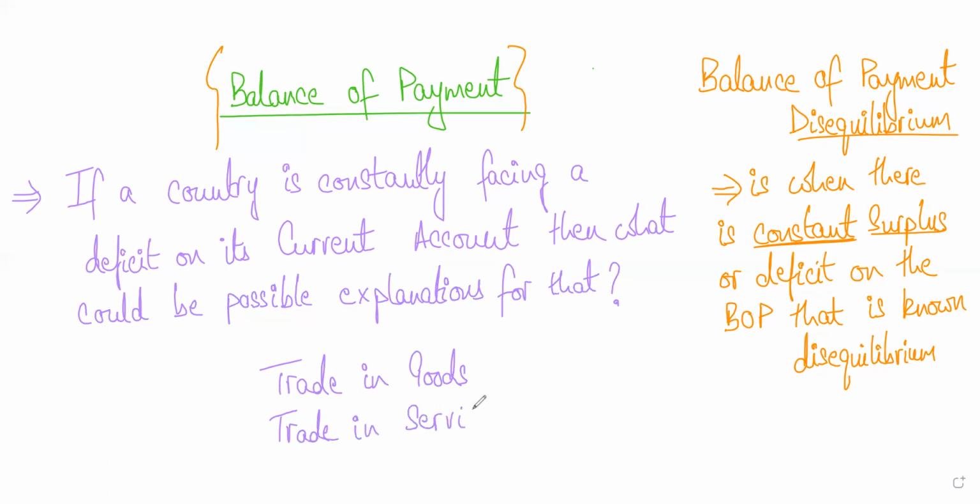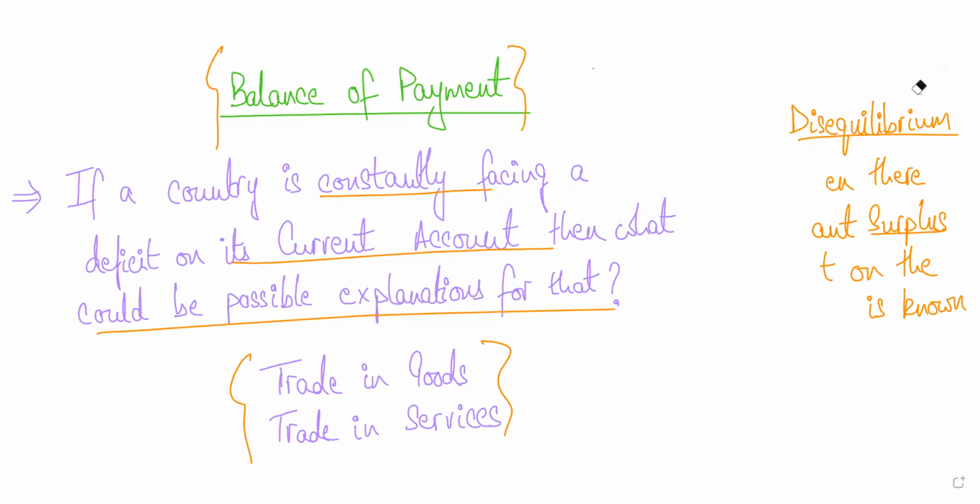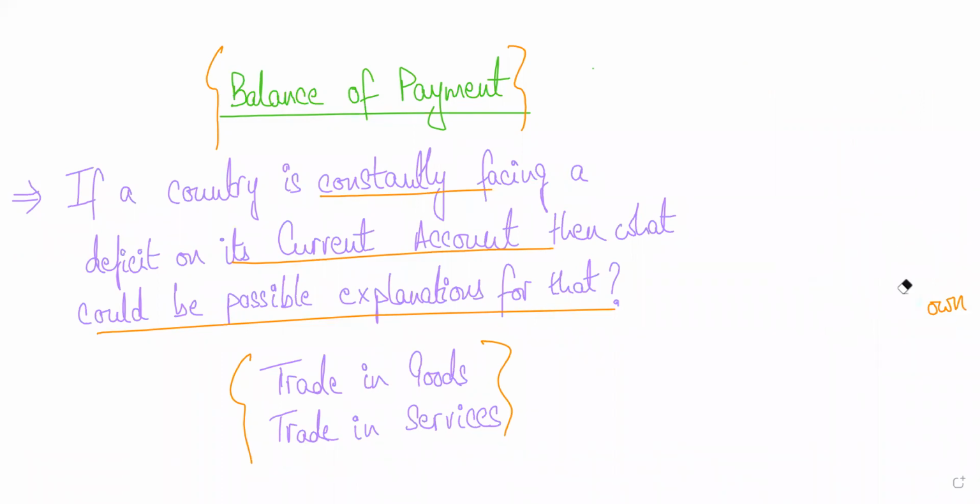Because obviously nowadays international trade has become so common and so prevalent that every country in the world engages in international trade, right? So if Pakistan or any other country is constantly facing a deficit on its current account, then what could be the possible explanations for that? The first thing that you have to think about is that they are performing badly on international trade. That country is struggling on international trade. Why? Because its exports of goods and services are less compared to its imports. So explanation A would be poor performance on international trade.